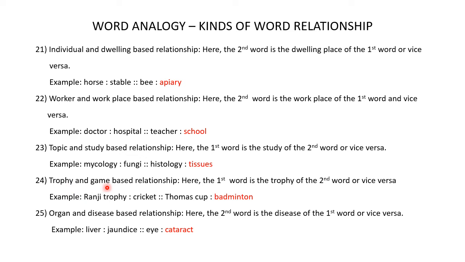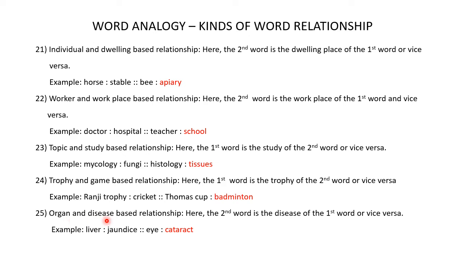Trophy and game-based relationship. Here the first word is the trophy of the second word or vice versa. For example, Ranji Trophy is for cricket. Similarly, Thomas Cup is for badminton.